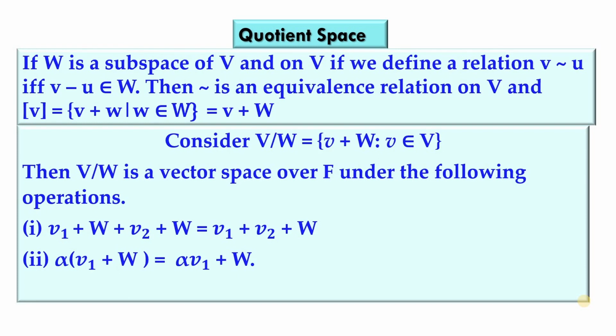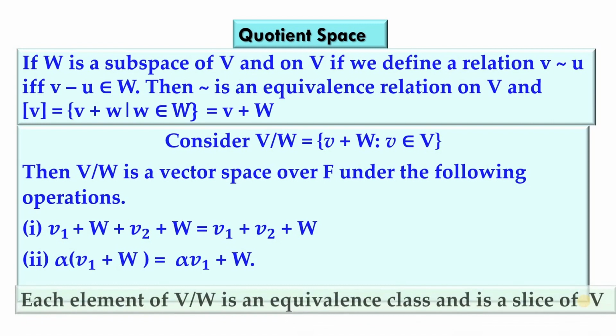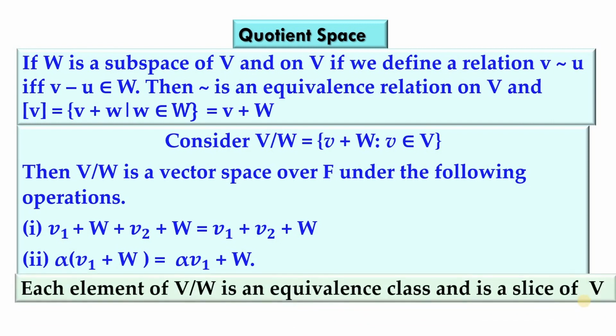First one, addition: v1 plus W is one member, v2 plus W is another member. The sum of these two is defined as v1 plus v2 plus W, and scalar multiplication alpha into v1 plus W is alpha v1 plus W. Now each element of V mod W is an equivalence class, as we have already said, and it is actually a slice of V.